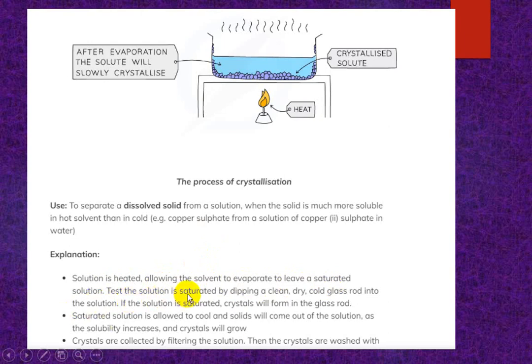Test that the solution is saturated by dipping a clean, dry, cold glass rod into the solution. If the solution is saturated, crystals will form on the glass rod. Okay, the saturated solution is allowed to cool and solid will come out of the solution as the solubility decreases and crystals will grow. Crystals are collected by filtering the solution, then the crystals are washed.